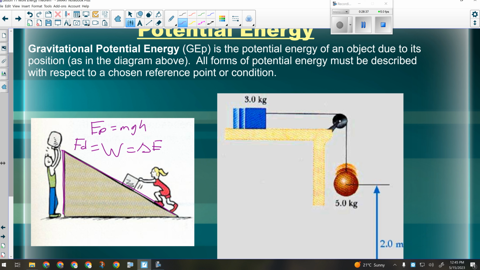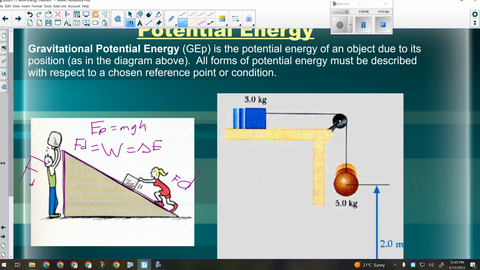So this person uses a greater force over a smaller distance. This person uses a smaller force over a greater distance. But in the end, they do the same amount of work because they change the energy of the block by the same amount. That's the whole reason why the inclined plane is one of the simplest machines. It allows us to do work we couldn't do otherwise.